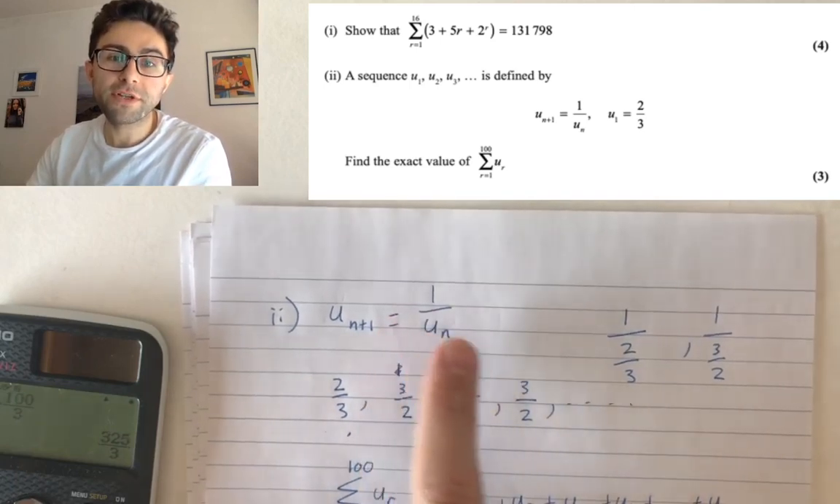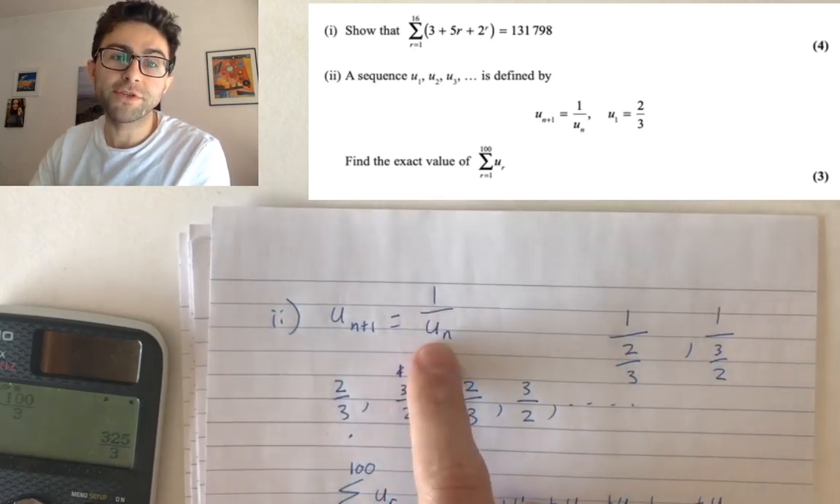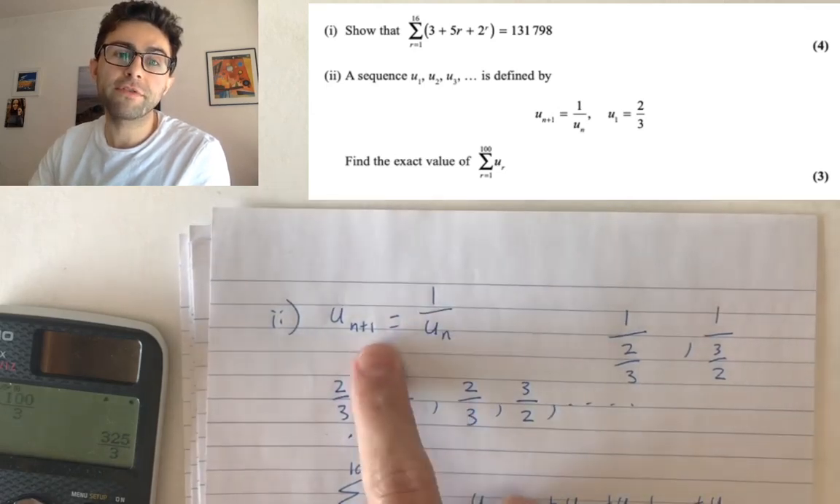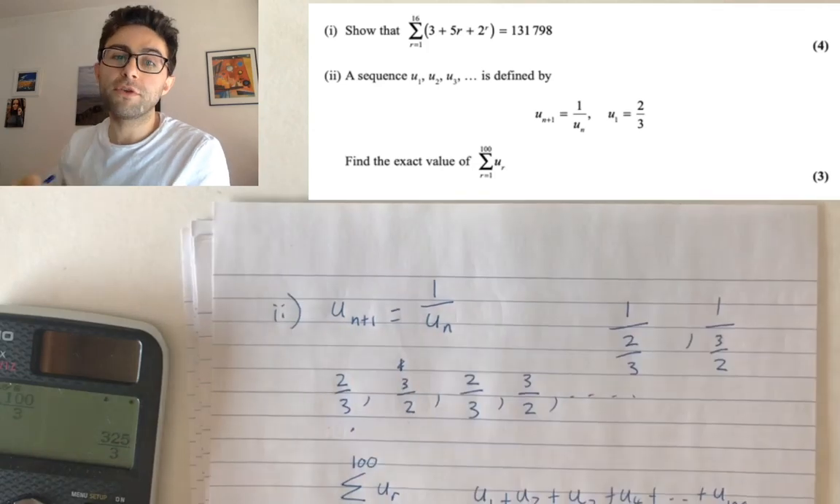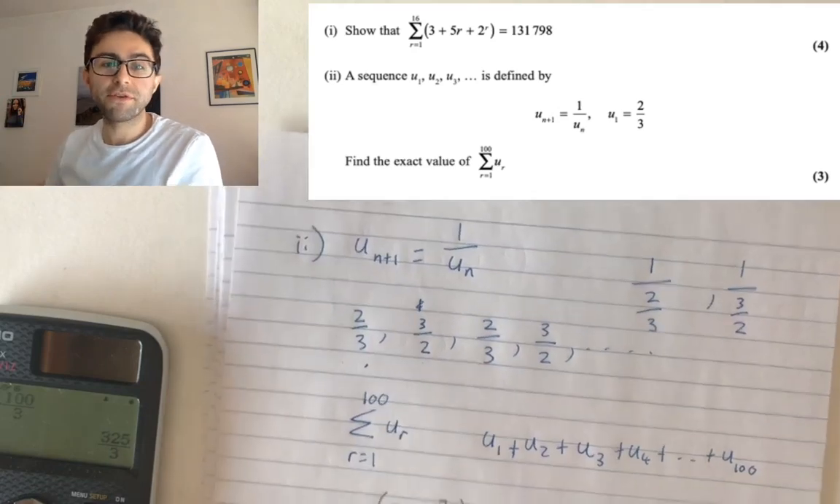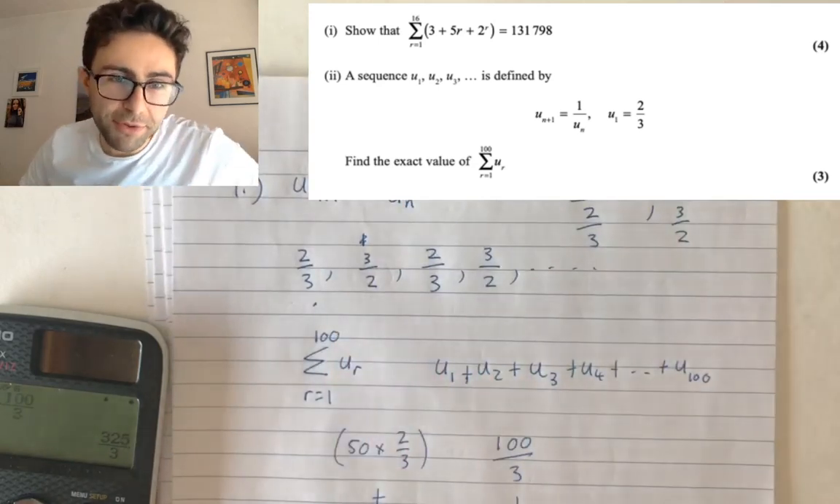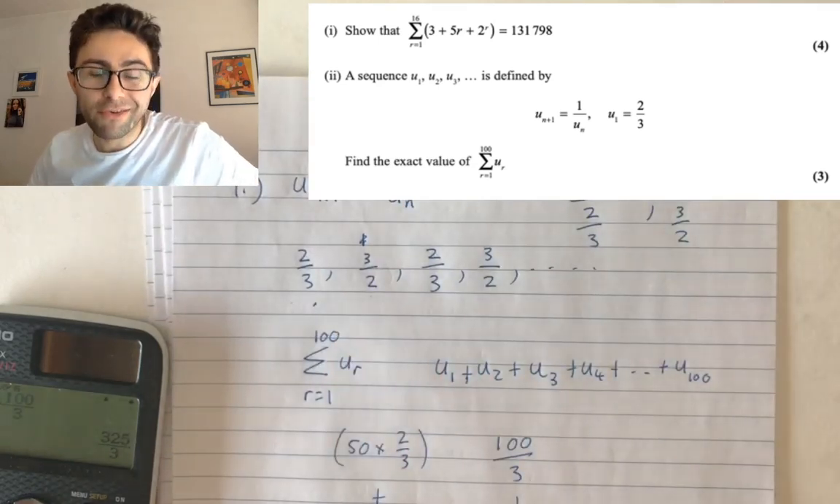So, the first term they gave to us is 2/3. The second one you get by plugging it in. So 1 over 2/3 gives you 3 over 2. The third one you get by plugging the second back in. Spat out 2/3 again, and what was always happening is you were going back and forward between 2/3 and 3 over 2. Then, once you realised what was going on, you had to interpret the sigma notation, sum from 1 to 100 of all the terms, so it's the sum of the first 100 terms.